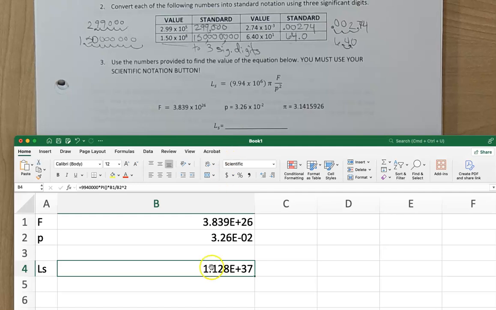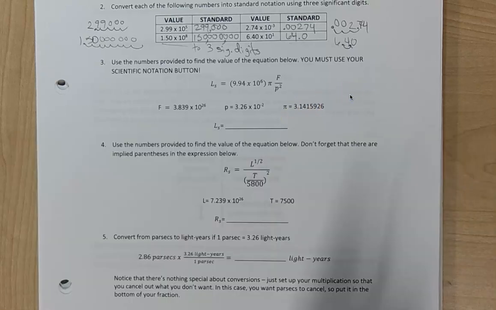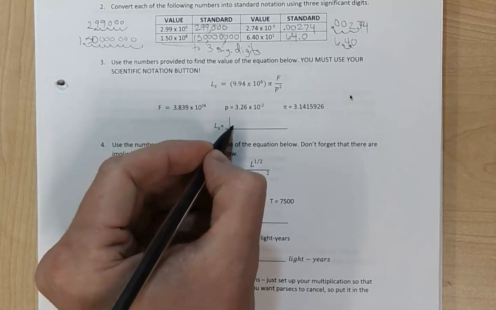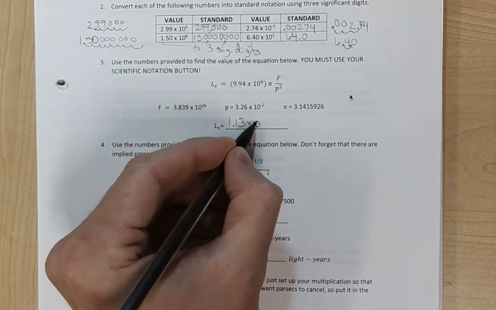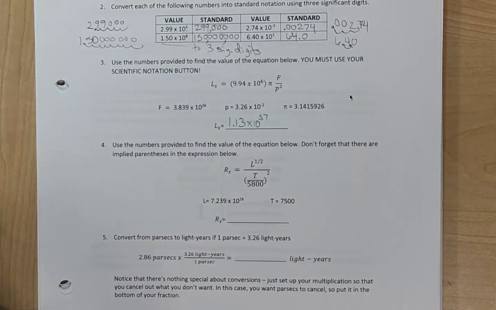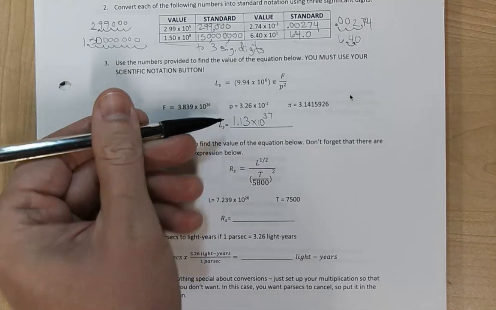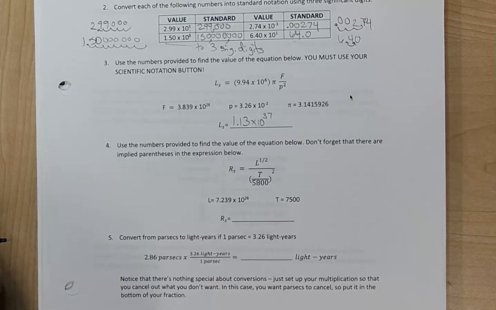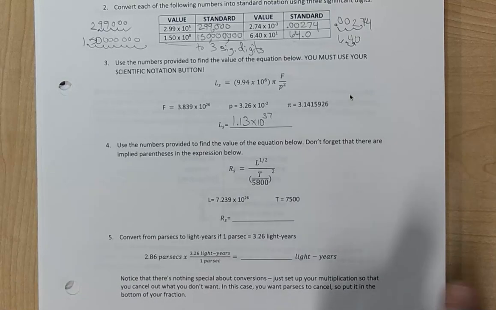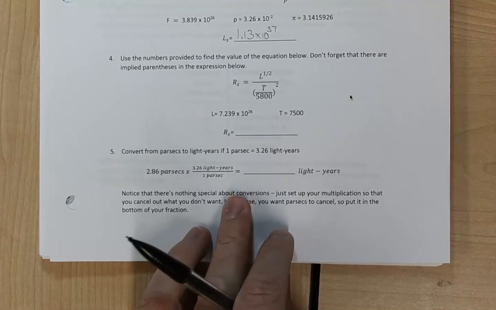So I'm not going to write down 1.328 times 10 to the 37. I have to round to 3 significant digits. I can't keep the 8, so I'm going to round to 1.33. That's my answer, 1.33 times 10 to the 37, rounded to the right level of accuracy. Okay. How about number 4?